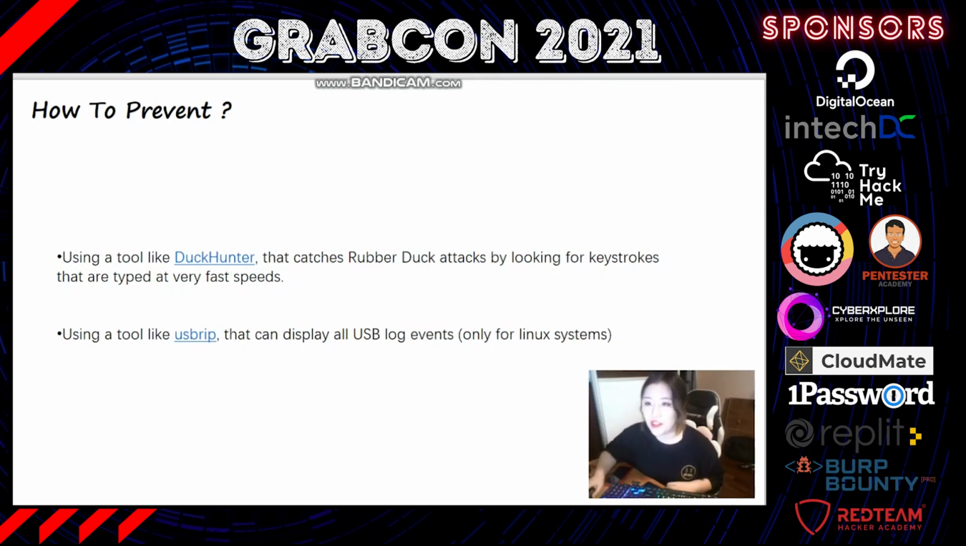In the last section of today, we'll discuss how to prevent bad USB attacks. There are two open source tools you can check that can be used to catch Rubber Ducky attacks by looking for keystrokes that are typed at very fast speeds. One is DuckHunt, and the other is USBRip. They can display all the USB log events, but only for Linux systems.